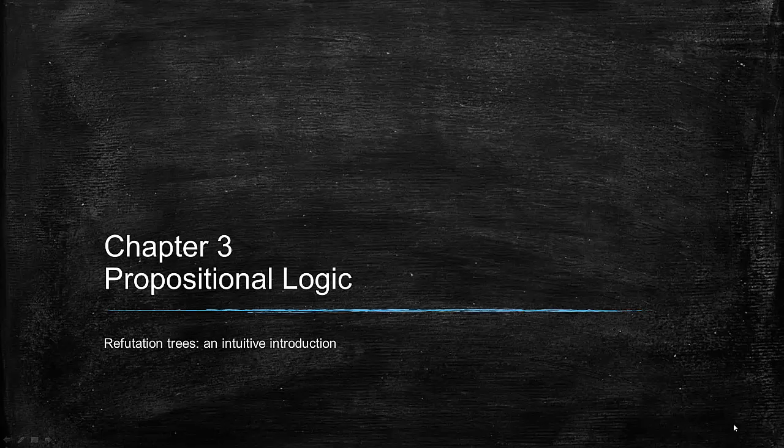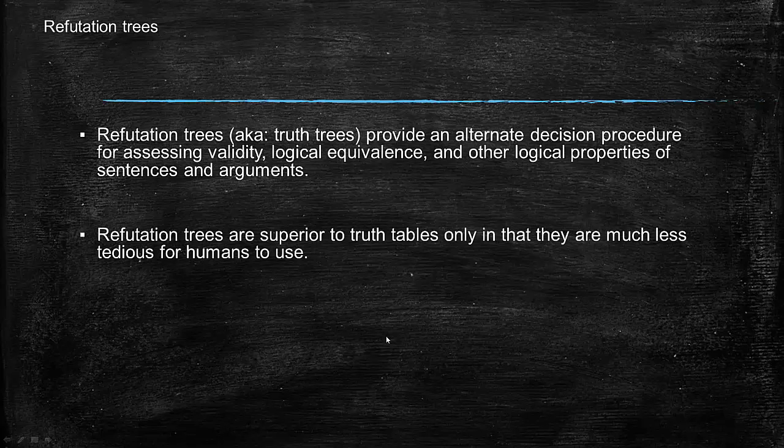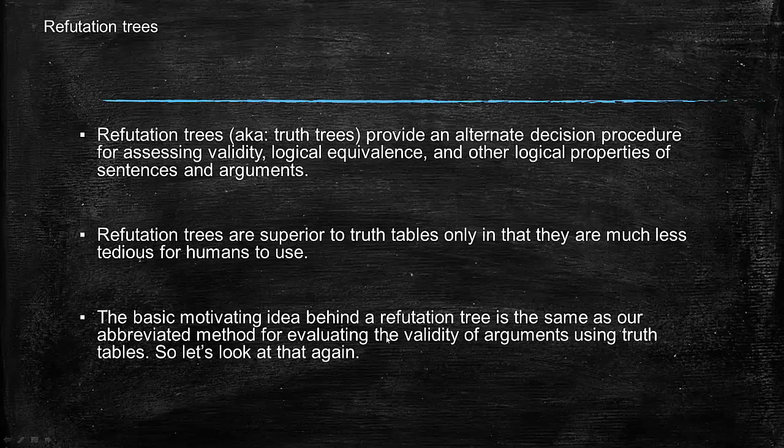All right, so let's go ahead and talk about truth trees, or refutation trees as we call them in this book. So refutation trees, also known as truth trees, provide an alternate decision procedure for assessing the logical properties of sentences and arguments, so validity, logical equivalence, whether a sentence is contradictory, tautologous, or contingent. And these trees are really a lot better than truth tables because they're just easier to use once you learn how to use them.